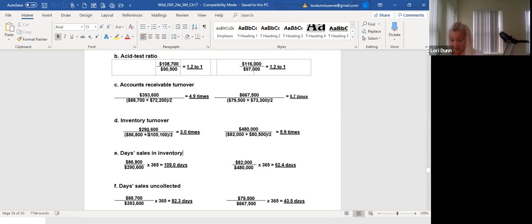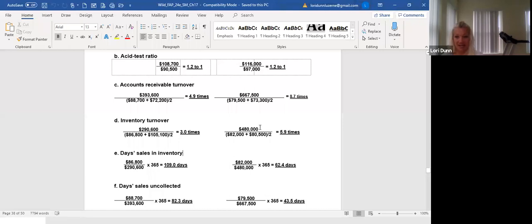So below the income statement information, they tell us the beginning balance of inventory is 105,100. There it is right here. And the ending balance on the left-hand side, 86,800. Add those together, divide by 2. That's your average inventory for the year. Then divide that number into your cost of sales or cost of goods sold. 3 times. Ball does the same calculation.